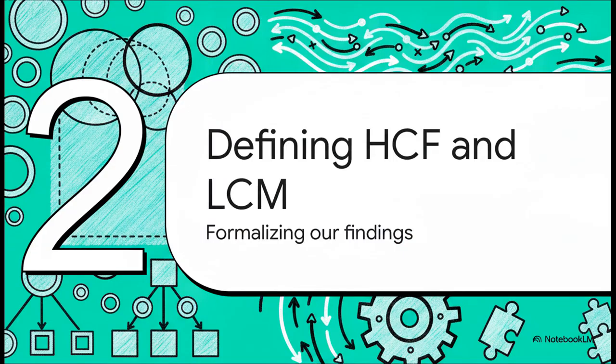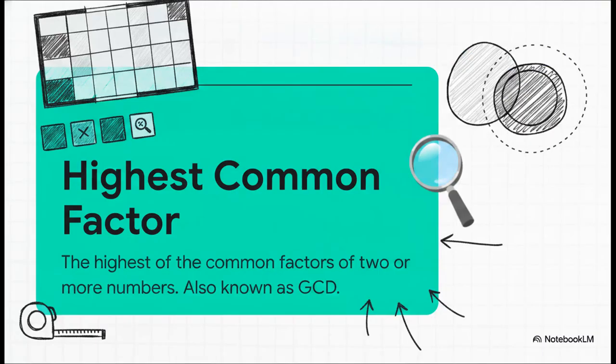Okay, moving into section 2, defining HCF and LCM. This is where we take the intuition we just built and formalize our findings. So the crucial point is, we intuitively just applied two really fundamental mathematical concepts. The first one is the highest common factor, or HCF. Formally, it's simply the highest or greatest of the common factors of two or more numbers. By the way, you might also hear this called the greatest common divisor, or GCD.